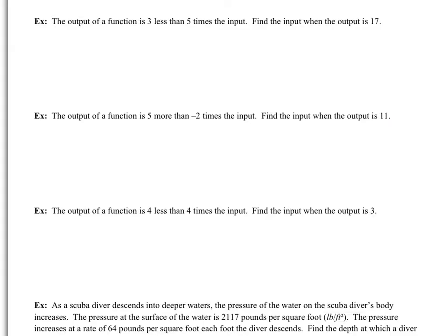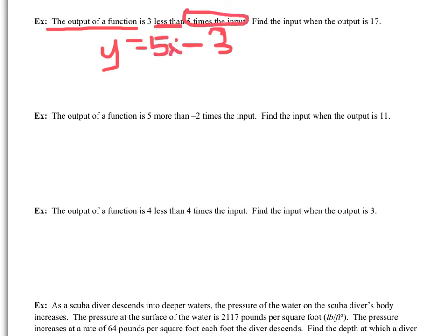So in these examples, I'm actually going to highlight some keywords and phrases so we can translate this into an actual function first. So here I'm going to start with the output of a function. Well, we know that the output part of a function is y. Is translates to equals. 3 less than, don't forget that less than means minus, but it actually means to do minus in the opposite order, so it would be minus 3. And then 5 times the input is x. So our function is y equals 5x minus 3.